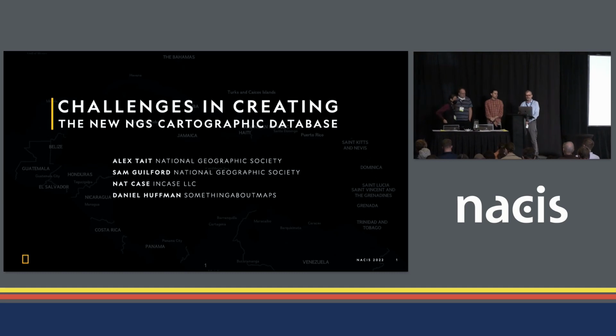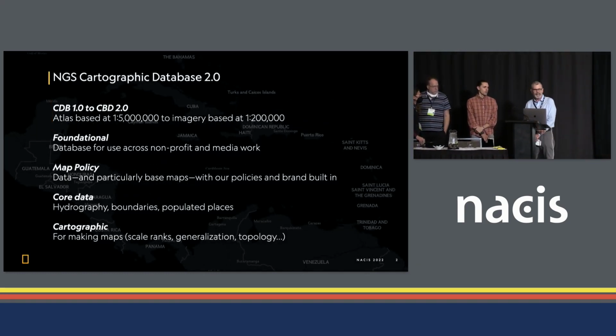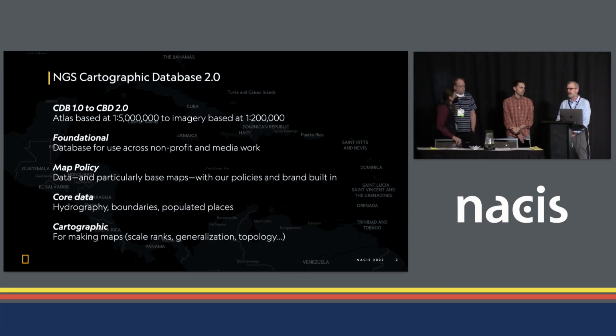We're going to get into some of the individual issues we've tackled. But first, just a little bit of background on our cartographic database. National Geographic Society created version 1 in the early 2000s, and it was based on our printed atlas that had been compiled over decades from paper sources.